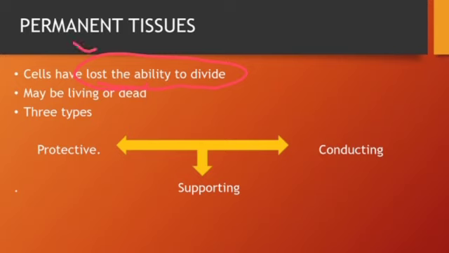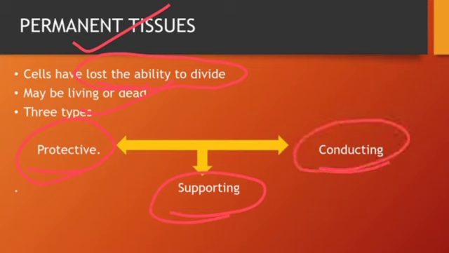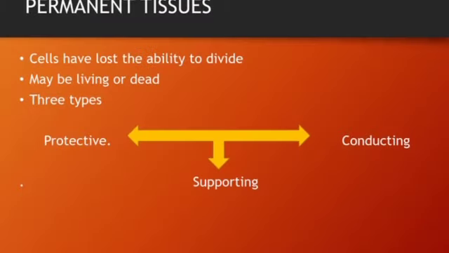So those comprise permanent tissues. They may be living, they may be dead. There are three types of permanent tissue: one is the protective tissue, another one is the supporting tissue, and the third one is the conducting tissue. One by one we'll be studying these tissues.